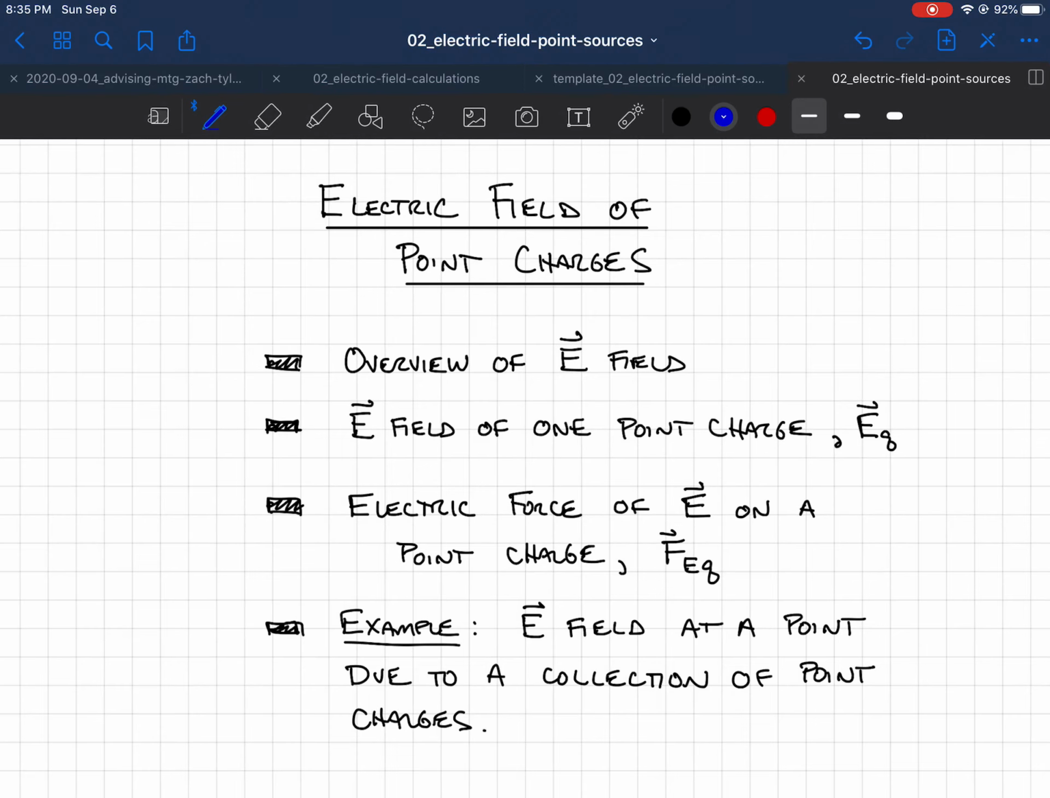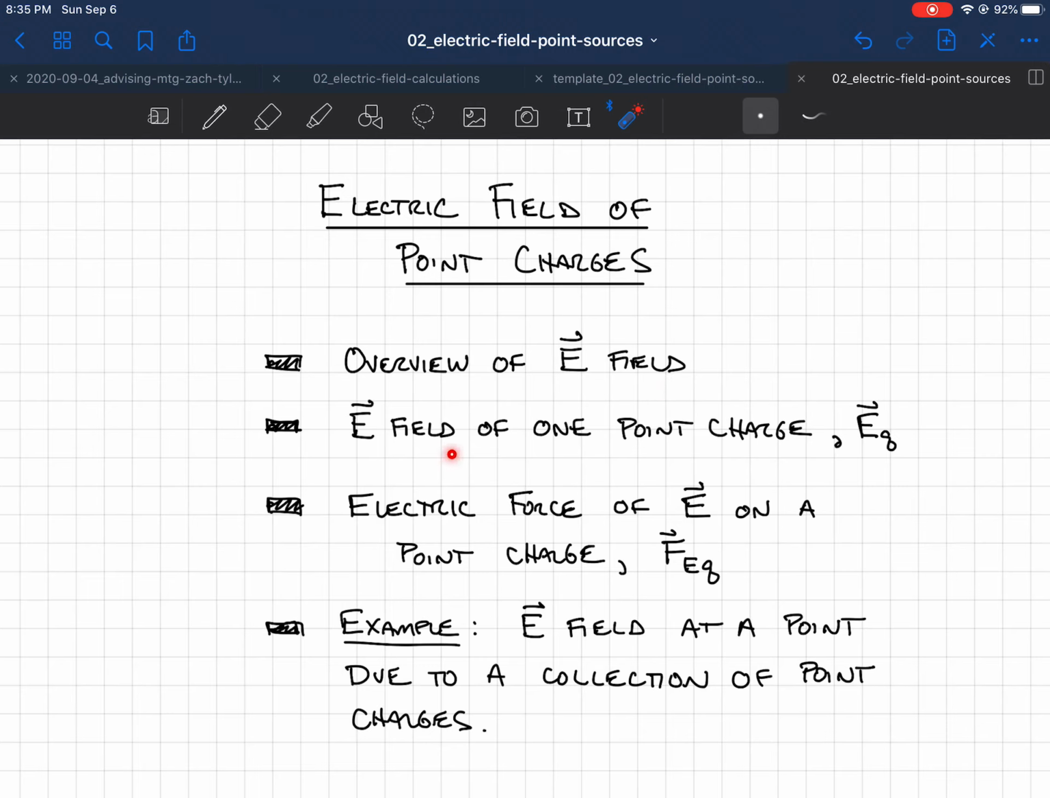This is a lecture on the electric field, in particular the electric field due to a collection of point charges. And by point charges I just mean a charge with no extent. It doesn't take up any region of space. So we'll start out by talking about an overview of the electric field, give its definition.